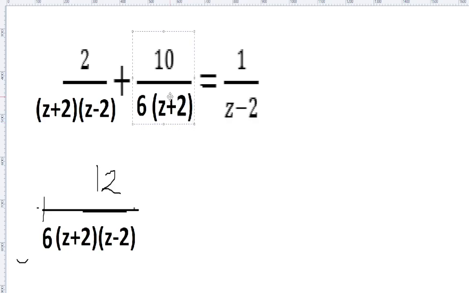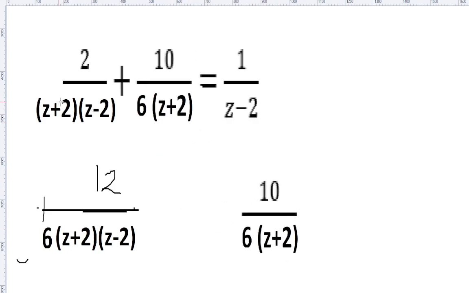This one, what's missing that it doesn't have on the left side denominator? The left side denominator has a Z minus 2. So I'm going to multiply it by Z minus 2 divided by Z minus 2, which is the same as 1. Now at the bottom, I'm just going to not expand it. I'm just going to put it as a factor. And at the top, it's going to be 10 times that. And then don't forget the plus in between them. There we go.